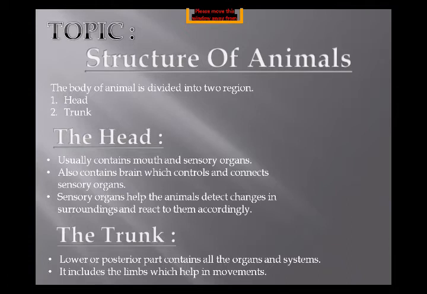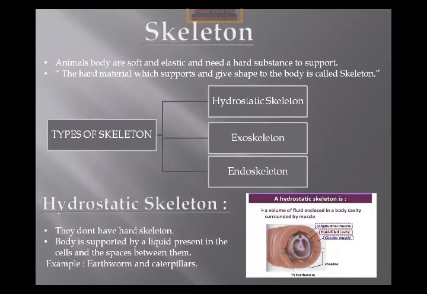This head and trunk make the animal body, and it contains soft and elastic tissues. These soft and elastic tissues need support to maintain their shape, because they are soft and elastic, so they cannot maintain their shape by themselves. That's why they need a substance that supports them. The substance that provides the head and trunk support and gives them a proper shape is called the skeleton.